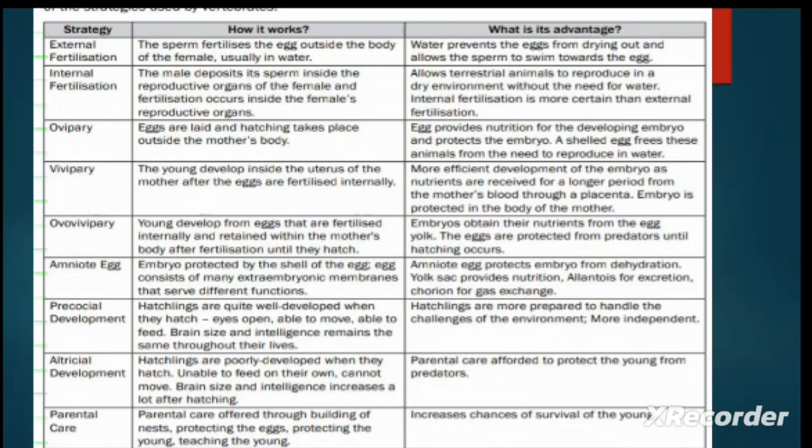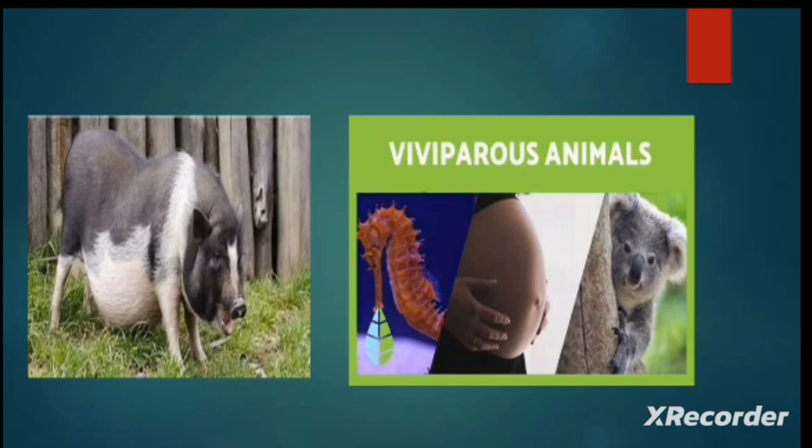So we also have viviparity, and viviparity is when the young develop inside the uterus of the mother after the eggs are fertilized internally. So viviparity, it's like in humans, that's what happens. The young develop inside the uterus of the mother after the eggs are fertilized internally in the fallopian tube. So it is a more efficient development of the embryo, as nutrients are received for a longer period from the mother's blood through the placenta. The embryo is protected in the body of the mother.